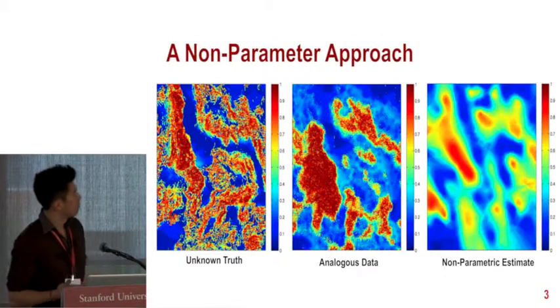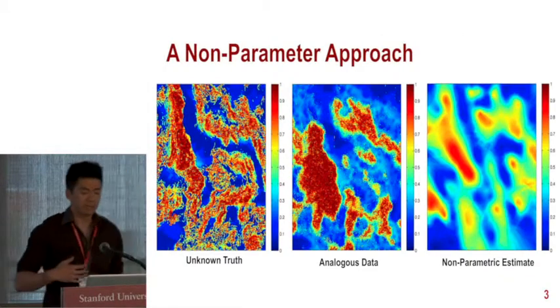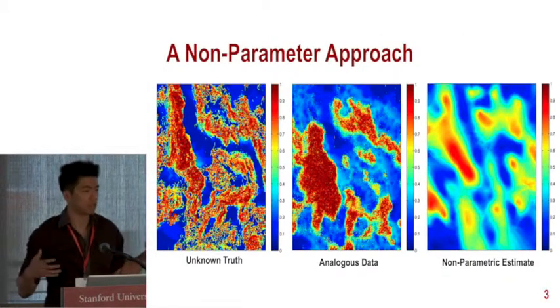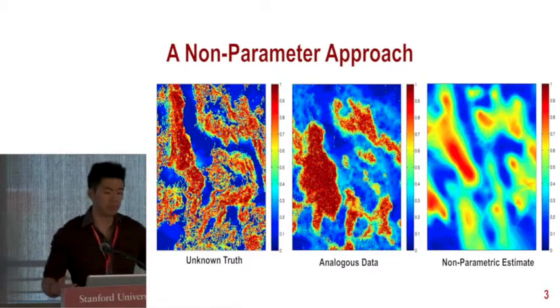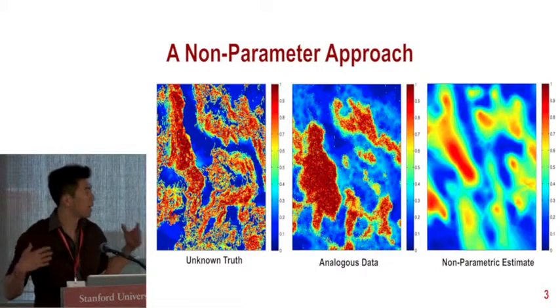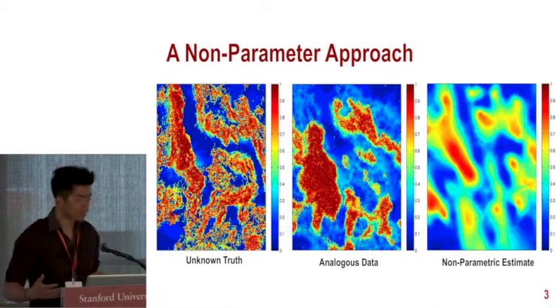The method that we've been investigating uses analogous data. This is a training image that Jeff described earlier. In our case, this could be a neighboring region, perhaps one that's already undergoing production, so we know more about it.